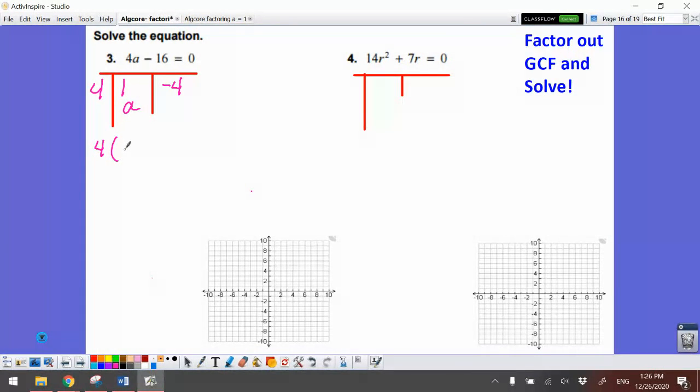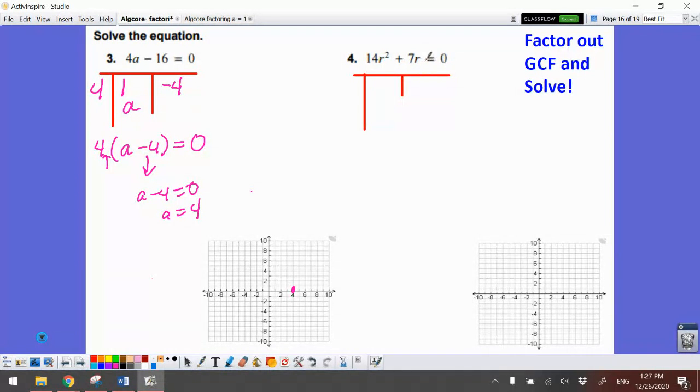So 4 times A minus 4 equals 0. Now this one's interesting because I'm only going to have one answer. Notice how there's no variable here. So the only answer I have is A minus 4, so A would equal 4. So that's just a single point. Okay, that's just a single point. There is nothing else I can do on that one.